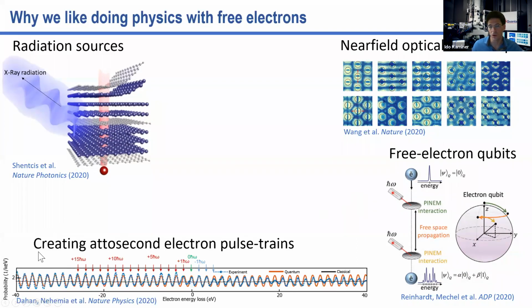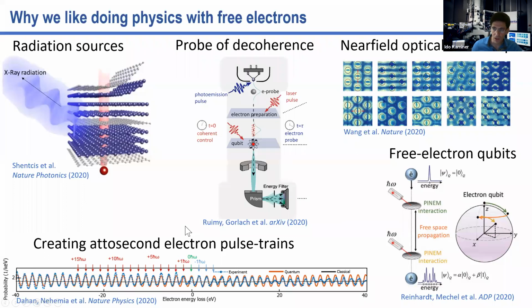I'll show you more on how we can make attosecond electron pulse trains. So we shape the electron into attosecond pulses. This is something that is now getting a lot of attention in the community. And we can also use electrons as probes inside electron microscopes to look into other qubits. For example, place a quantum dot and ask, what is the decoherence rate of that quantum dot? And look at individual quantum dots and measure their properties.